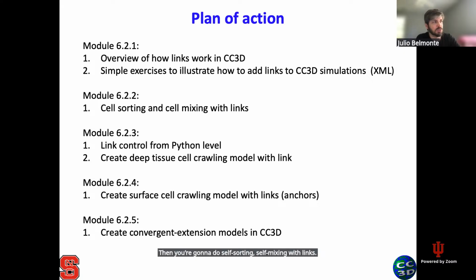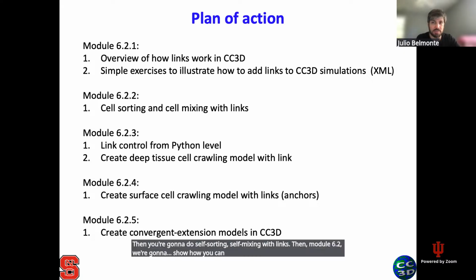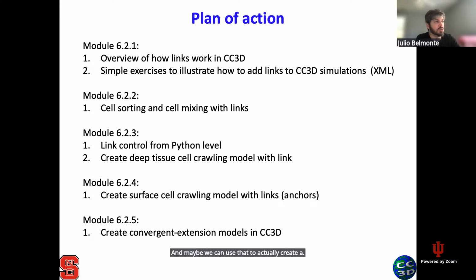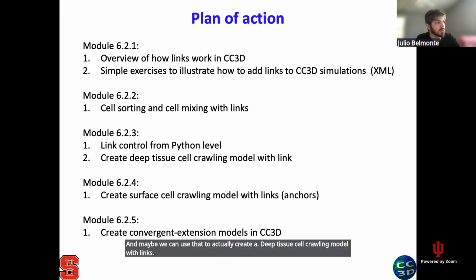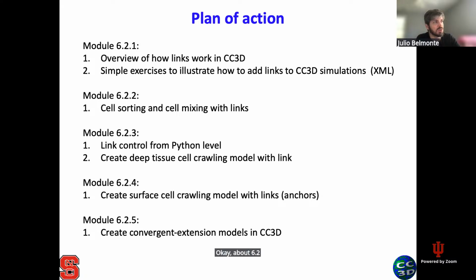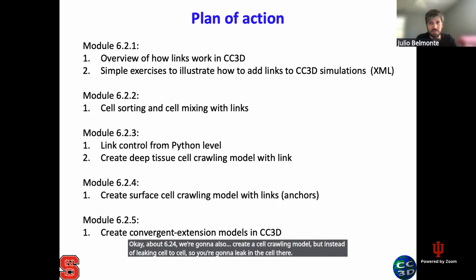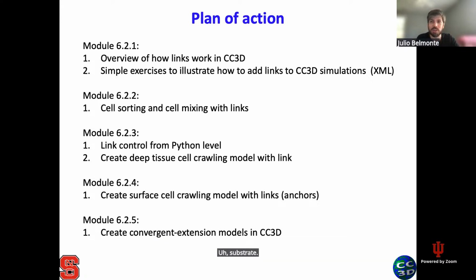Then module 6.2, we're going to show how you can control the links at the Python level, okay? And maybe you can use that to create a deep tissue cell crawling model with links. In module 6.2.4, we're also going to create a cell crawling model but instead of linking cells to cells, we're going to link the cell with the substrate. So in this case, we call our links anchors, okay? Because like you turn an anchor and then you pull yourself in. And if you have time, we're going to end with model 6.2.5, convergence extension movements with links in CompuCell3D.